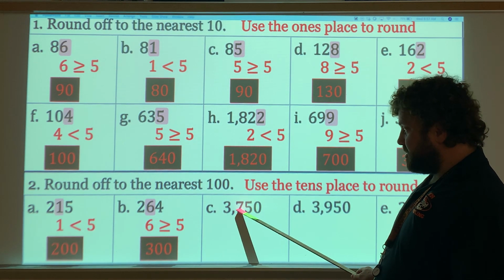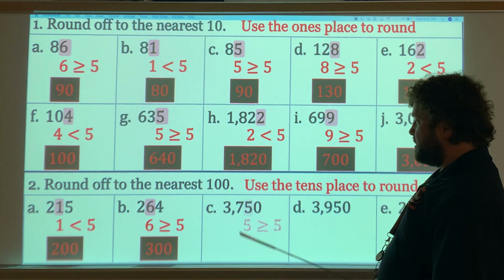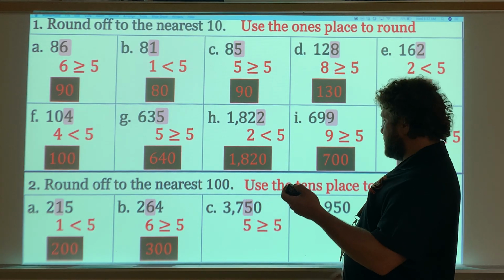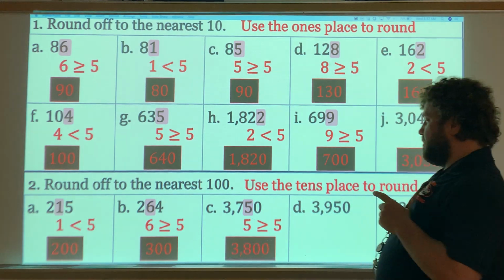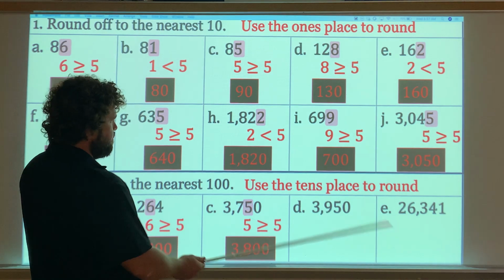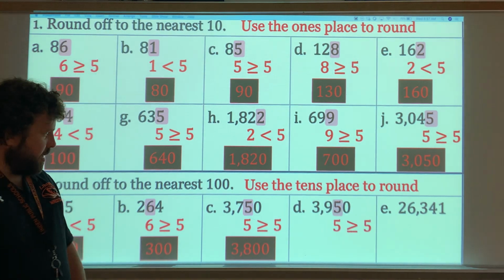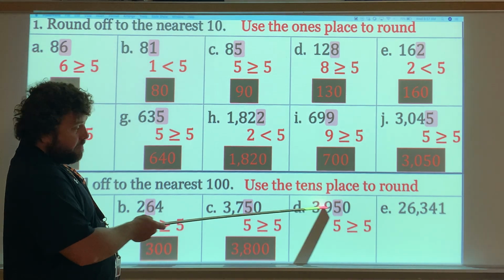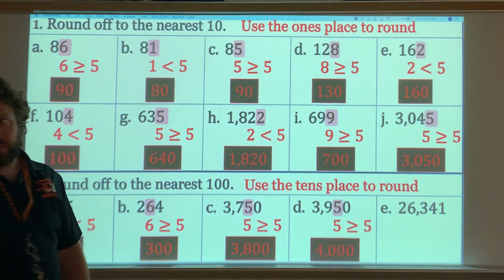3,700 or 3,800. We don't know which one it is yet. We're going to use that 5. 5 is greater than or equal to 5. You're going to round up. Your answer is 3,800. See that? Oh, so easy. Right here. Answer is going to be rounding up. 39 plus 1 is 40. So your answer is 4,000.